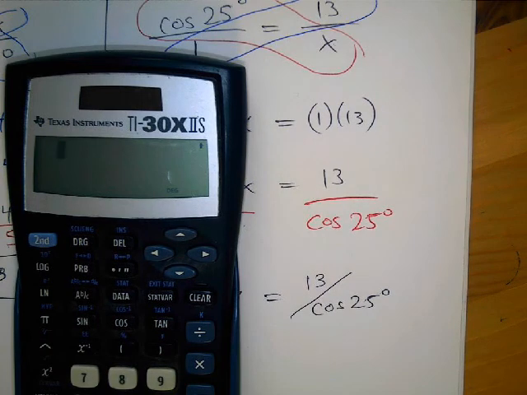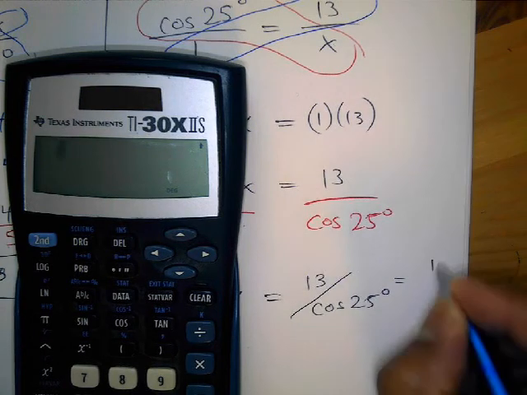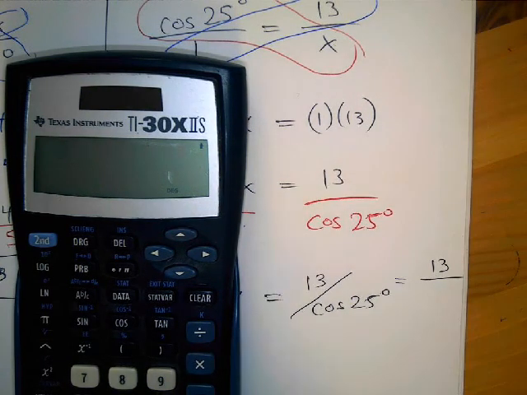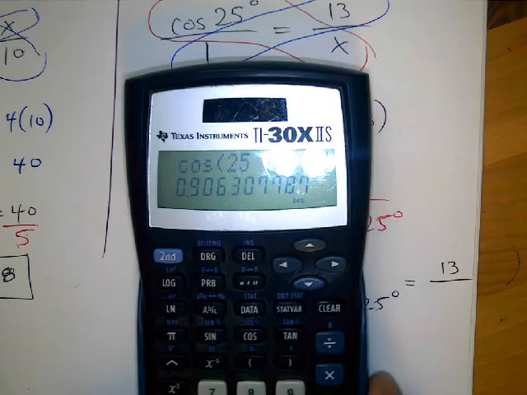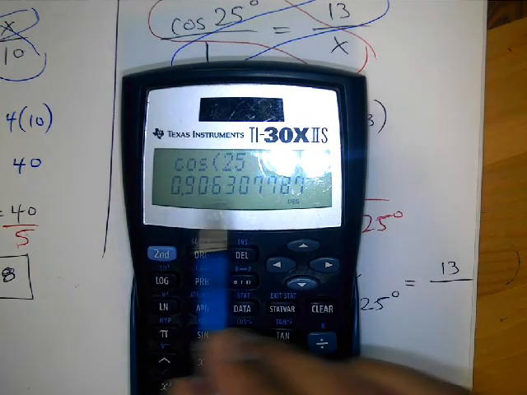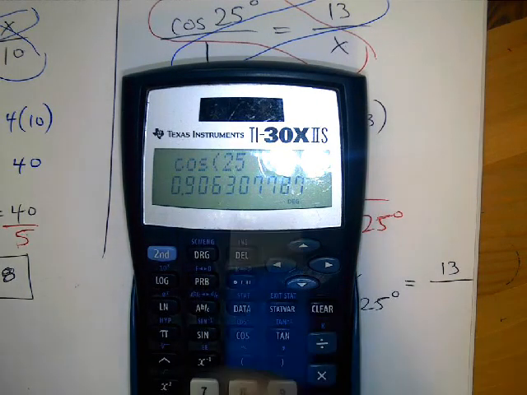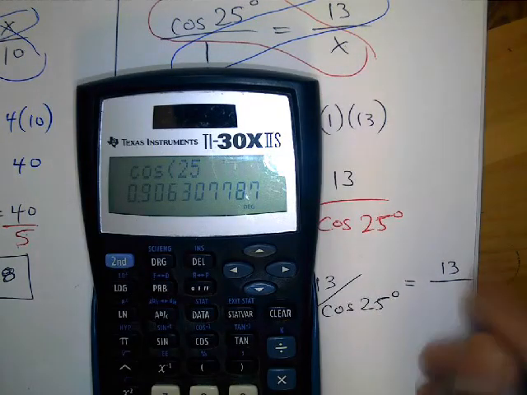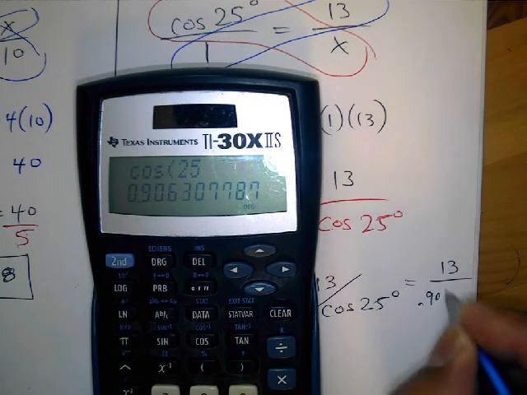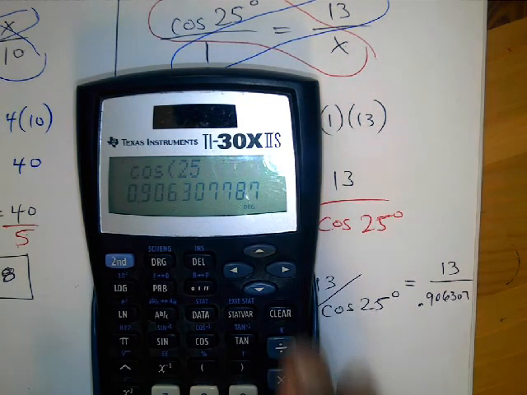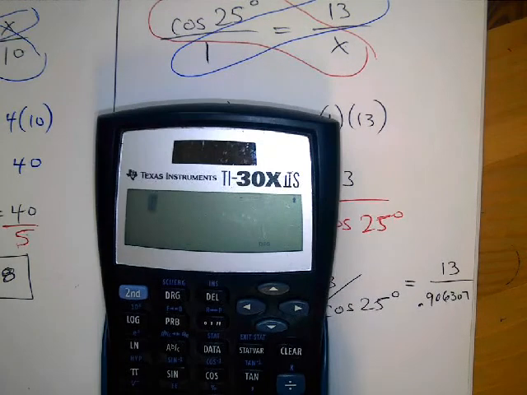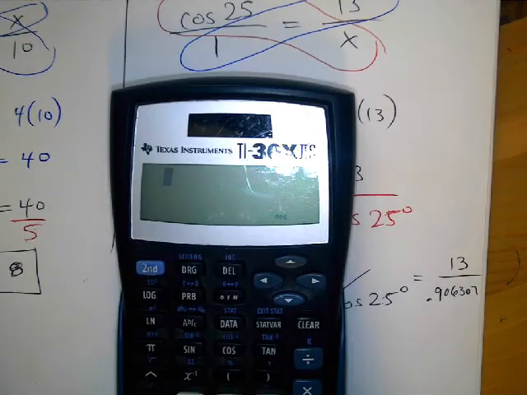Because some calculators work different, I'm going to tell you to do this. You probably are going to want to leave the 13 and get this value first. Cosine of 25. Just get this. It's 0.90603. Get a bunch of digits, don't just get the first two, get like four or five digits. So that's 0.9060307. Don't round off too much. This is the safest way to figure it out.